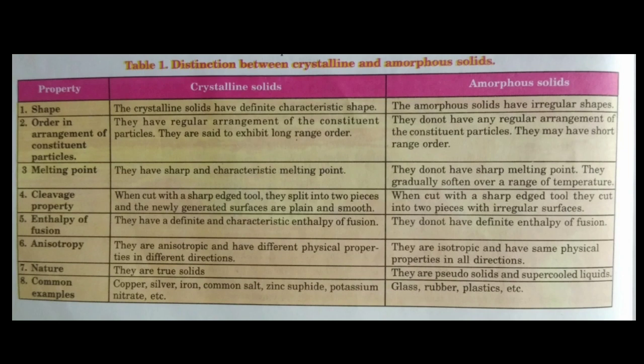Some of the common examples: for crystalline solids, they are copper, silver, iron, common salt, zinc sulfide, potassium nitrate, etc. For amorphous solids, glass, rubber, plastics, etc.